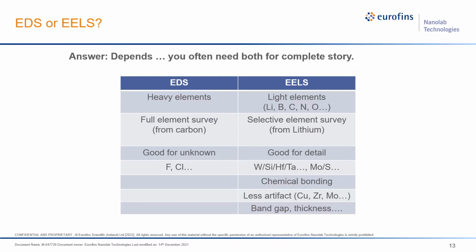And for some group of elements, they have peak overlap issues in EDS. So for example, tungsten, silicon, hafnium, tantalum. The EDS software can do deconvolution for these peaks, but we would still suggest to do EELS to double check these elements. And also EELS has some other benefits, such as bonding analysis. It can avoid some artifact issues, and it can be used to analyze band gap, thickness of the TEM sample, etc.